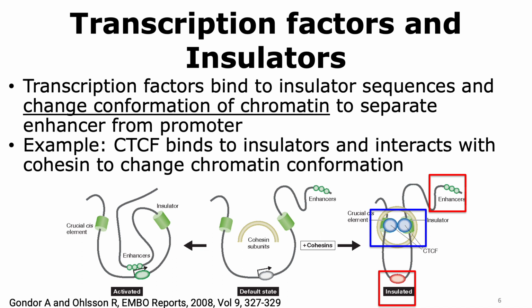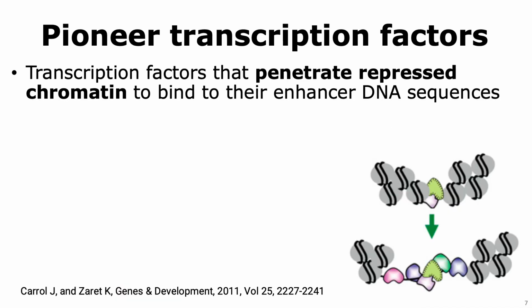Thus, the insulator is able to prevent transcription of genes. We're now going to look at a class of transcription factors called pioneer transcription factors. These are transcription factors that can penetrate repressed chromatin like heterochromatin and bind to their enhancer DNA sequences.